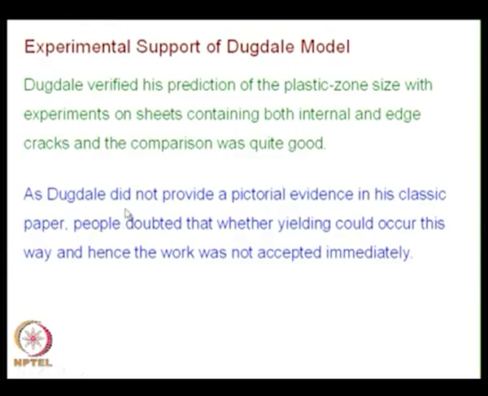As Dugdale did not provide pictorial evidence in his classic paper, people doubted whether yielding could occur this way, and hence the work was not accepted immediately. You will have to keep in mind, we had done a circus to find out approximately what is the shape of the plastic zone near the crack tip.